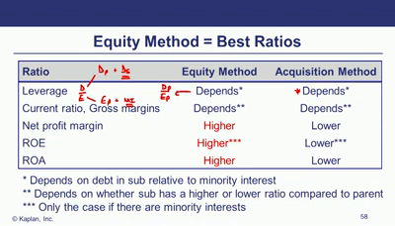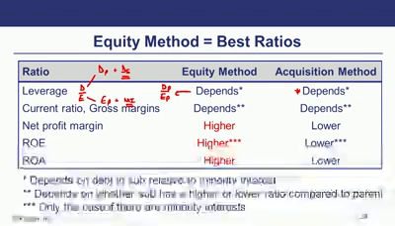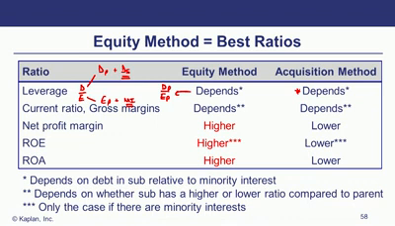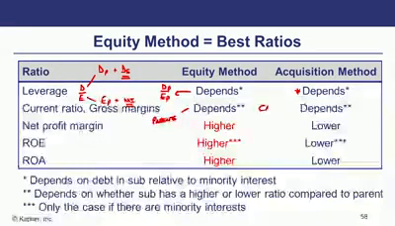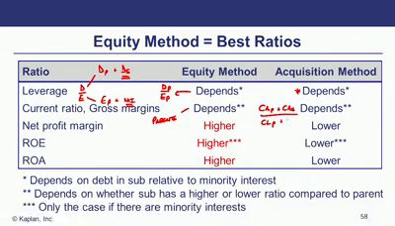Now, when we look at current ratio and gross profit margins in the income statement, under the equity method, we're just seeing the parent company's ratio. I mean, for the current ratio, the current assets will just be the parent's current assets, the current liabilities will just be the parent's current liabilities under the equity method. Now, under the acquisition method, of course, we're seeing the current assets of the parent plus the current assets of the subsidiary over the current liabilities of the parent plus the current liabilities of the subsidiary. So how's this going to affect the ratio?